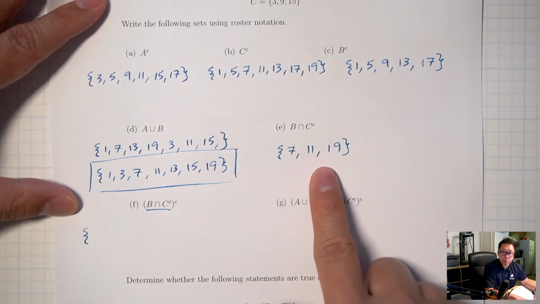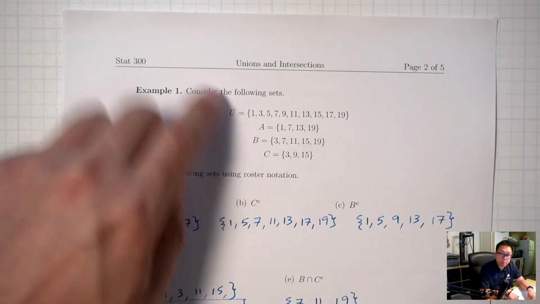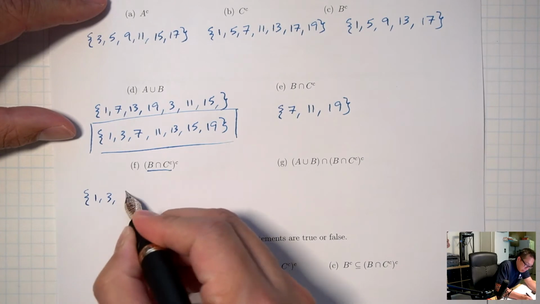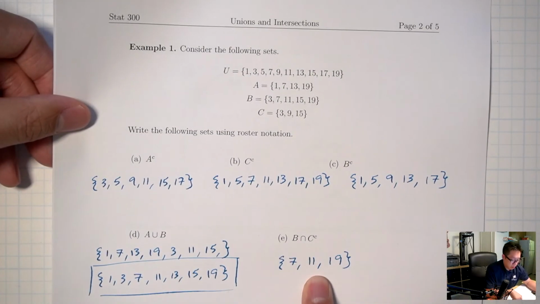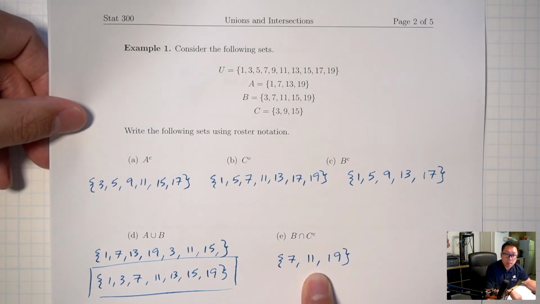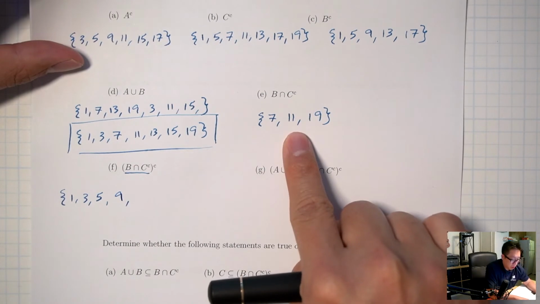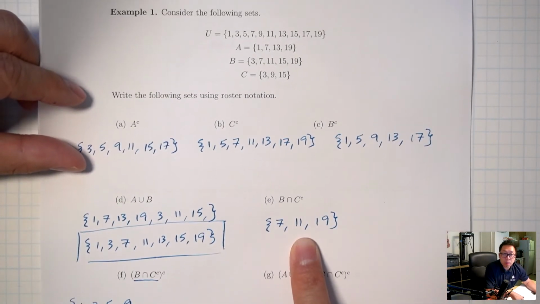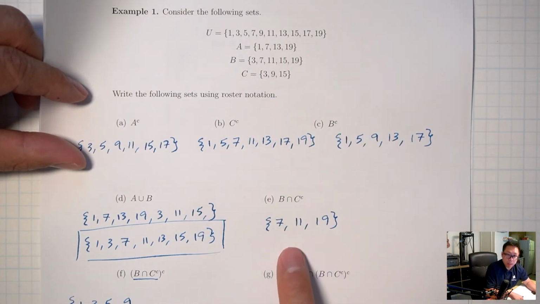All right, so what's not in part E? 1, 3, 5. It's not in E, so 1, 3, 5. What else? 9. What else? 13, 15, 17 are not in part E. So 13, 15, 17.